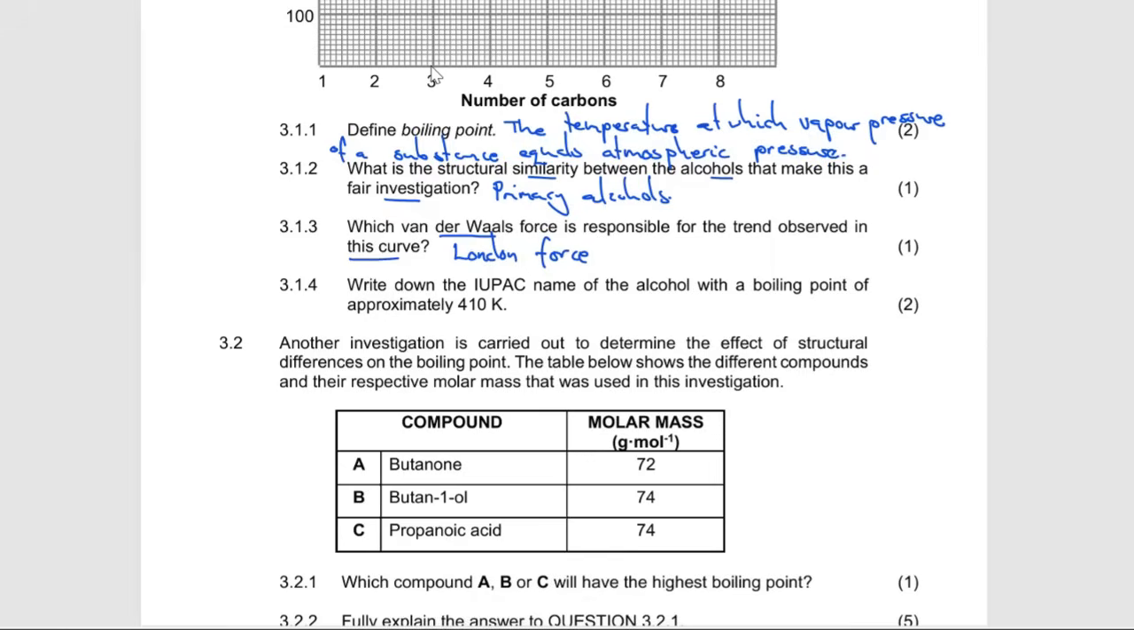Of a van der Waals force. So it's London forces there. Then 3.1.4 says write down the IUPAC name. So we're looking for the IUPAC name of the alcohol with a boiling point of approximately 410 kelvins, right?